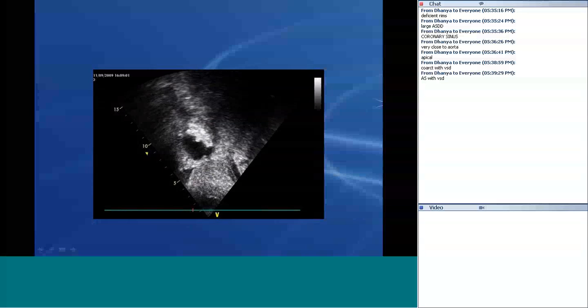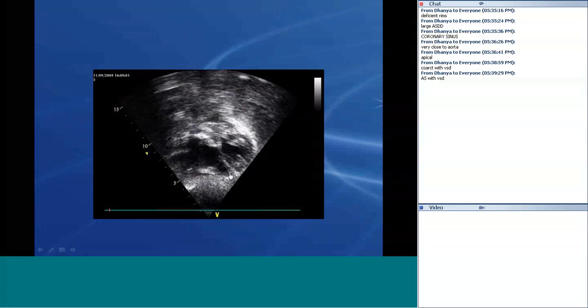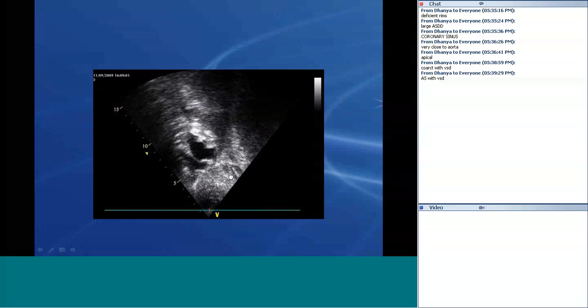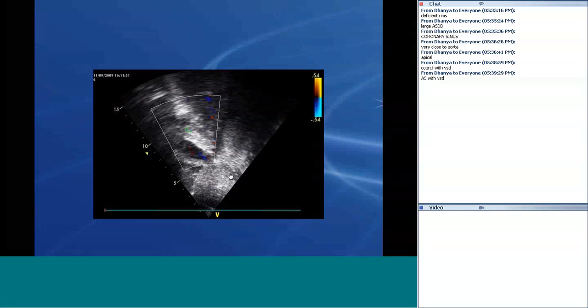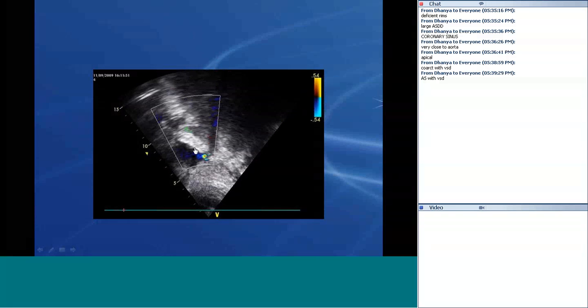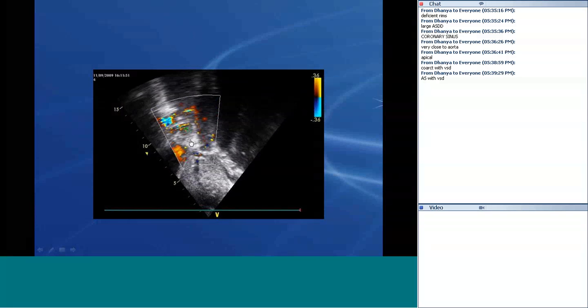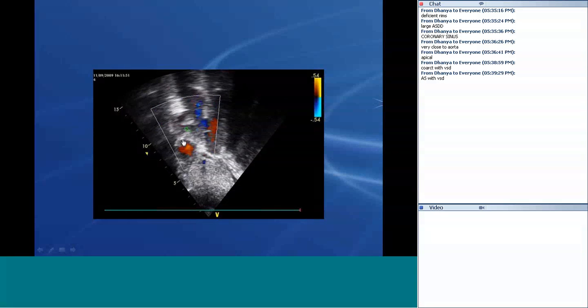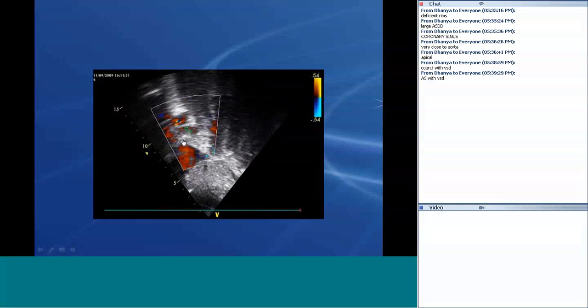So this is the echo of a child with an ASD device. Here you can see the device in position. You can see the arrow pointing towards the right superior, and demonstration of that is very important because sometimes when you put a large device, the right upper pulmonary vein can be slightly in problem.